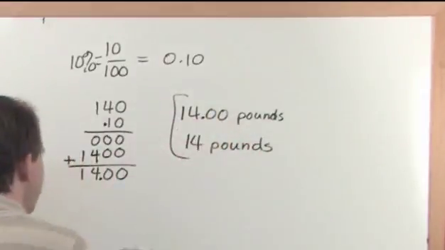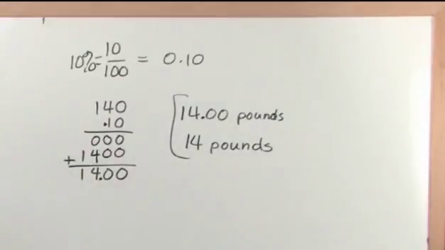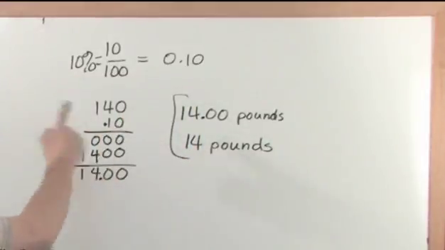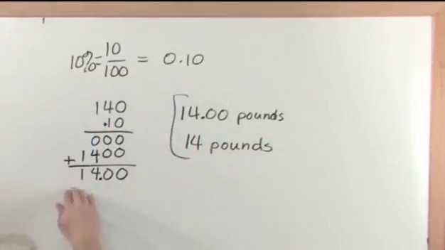Okay? So somebody that weighed 140 pounds and lost 10% of their weight, you just use the decimal form of this percent and multiply using the same rules of multiplication for decimals, and then you get the 14 pounds that you lost. That is how much you lost.